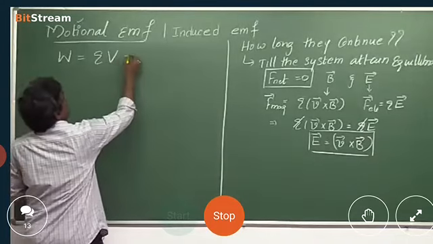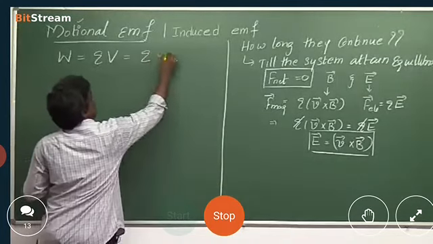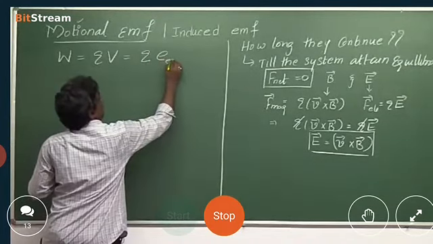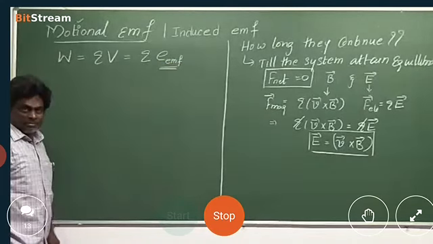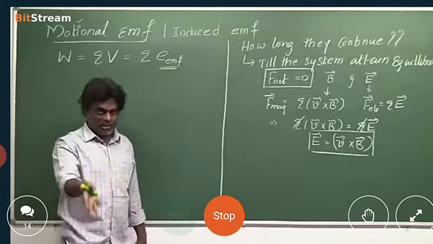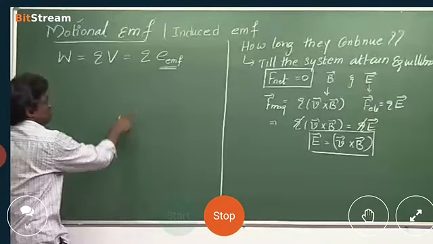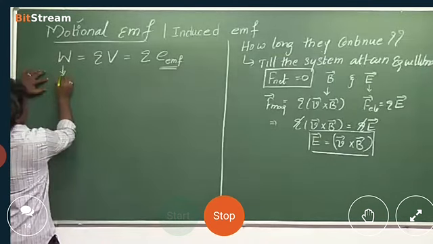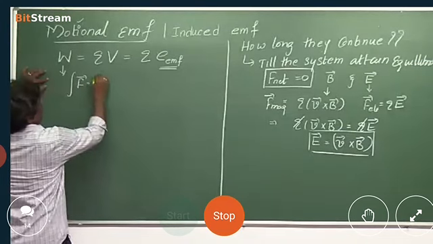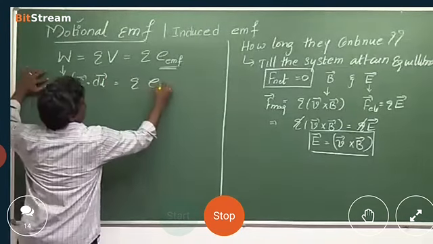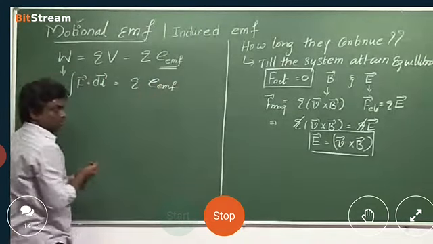V for potential. Here we are taking it as Q, E. E for EMF. It's not simply V, it is EMF. EMF is nothing but a potential only. Of course, everybody knows what the work done is. What is the work done? F bar dot dl bar, which is equal to Q EMF.